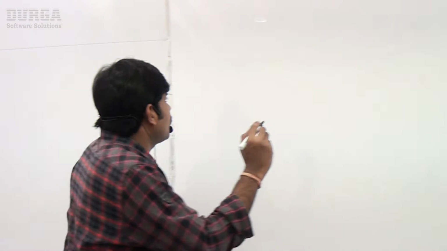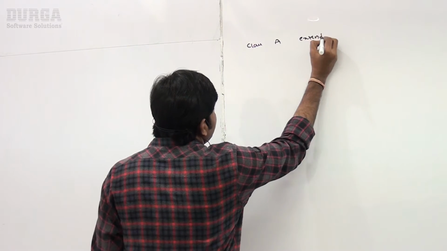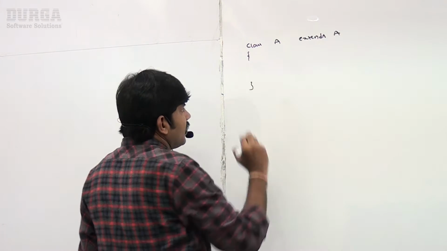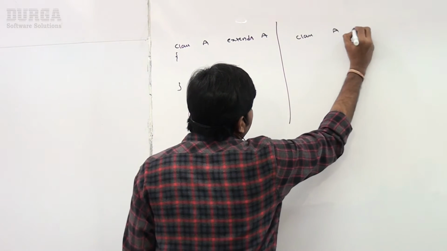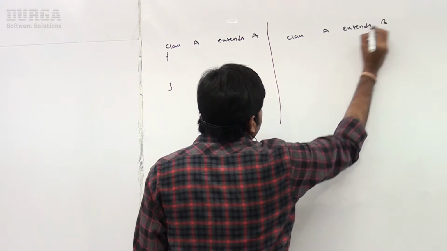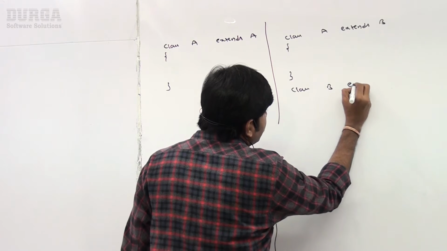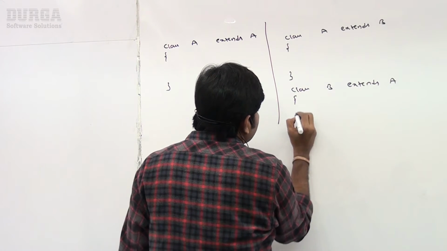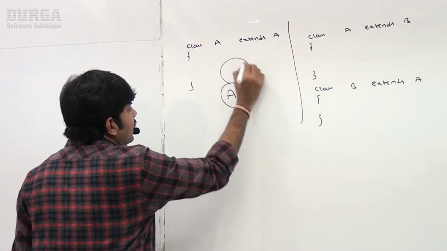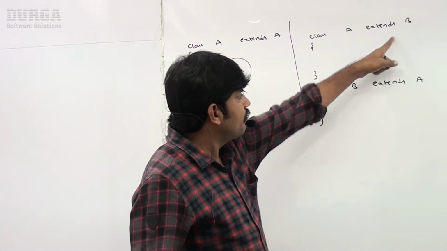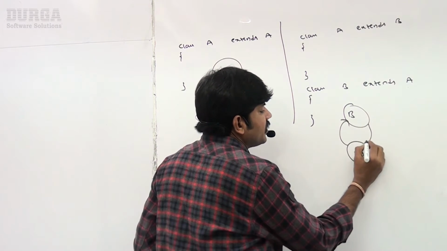Observe that. Here I am taking class A. Class A extends A, sir. Are you getting? Class A extends A. One scenario: class A extends B, and class B extends A. Sir, first observe, A extends A: A is a child class of A. A extends B, B extends A. So, A is the child of B, and B is the child of A.